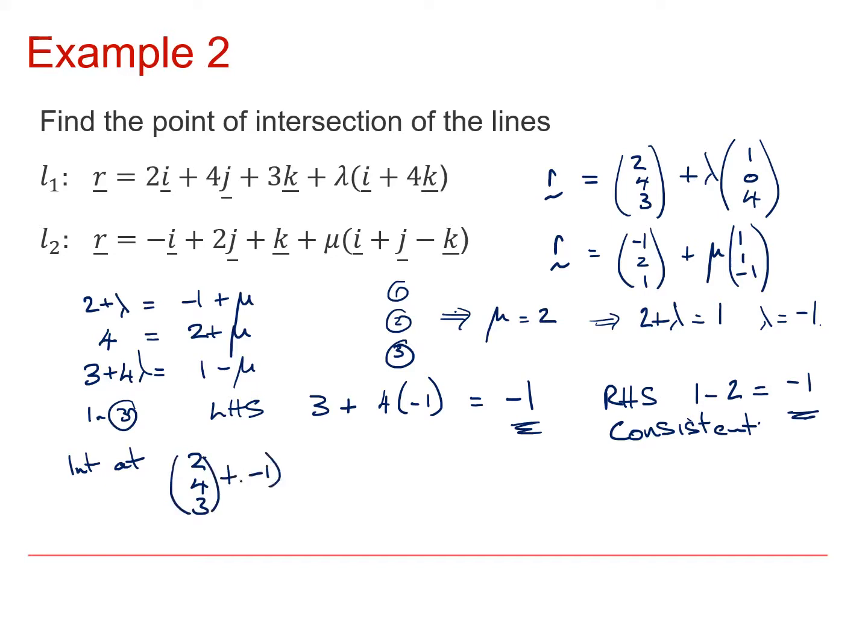plus minus 1 lots of 1, 0, 4. And that gives me 2 take away 1 is 1, 4 take away nothing is 4, 3 take away 4 is minus 1. So they intersect at the point 1, 4, minus 1.